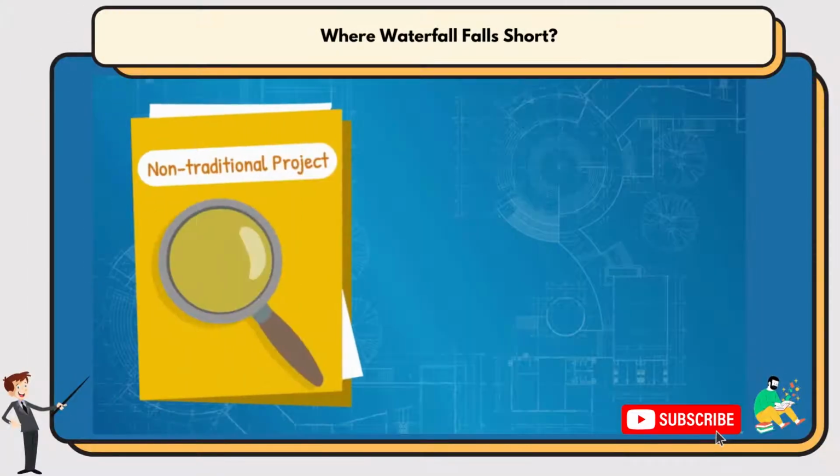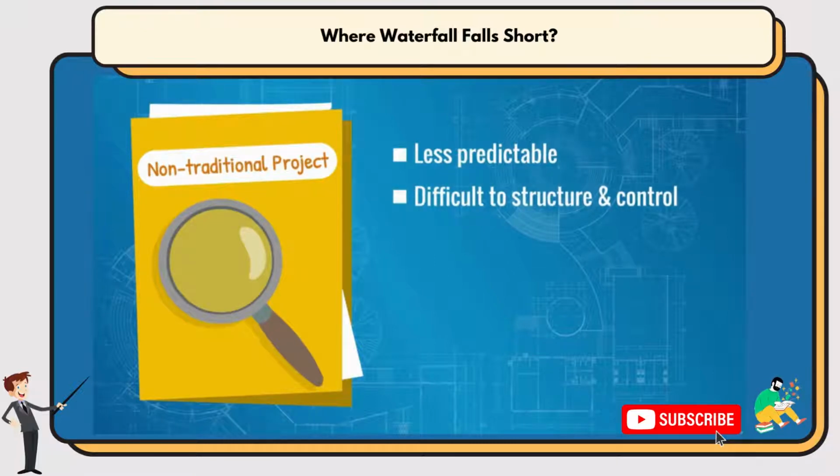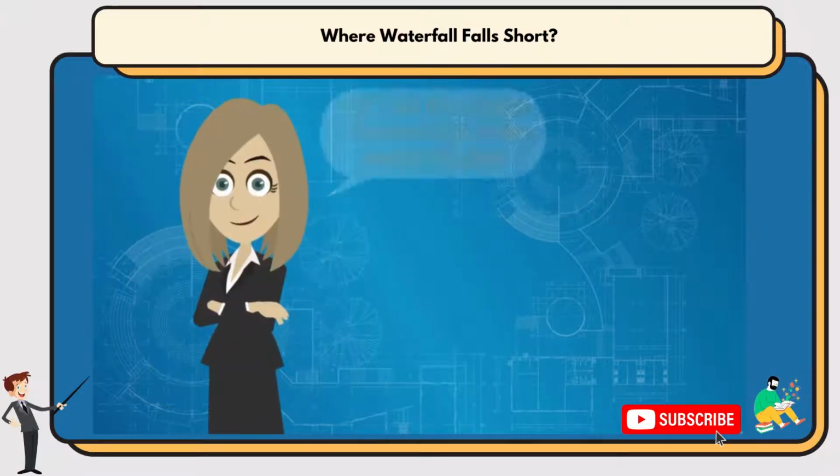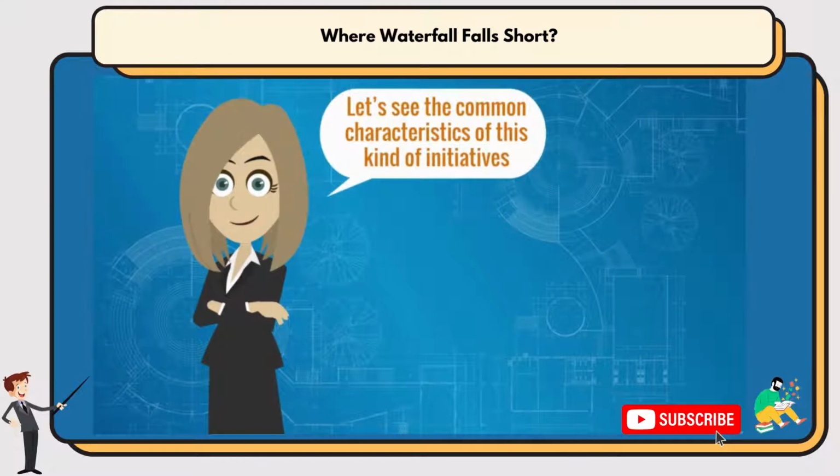In the last lesson, we saw an example of a project that is quite different from the traditional ones which we have been discussing in the course so far. These non-traditional projects and initiatives in general are less predictable in nature and more difficult to structure and control. Let's now look at the common characteristics of this kind of initiative from a project management perspective and understand what we need to consider when managing them.